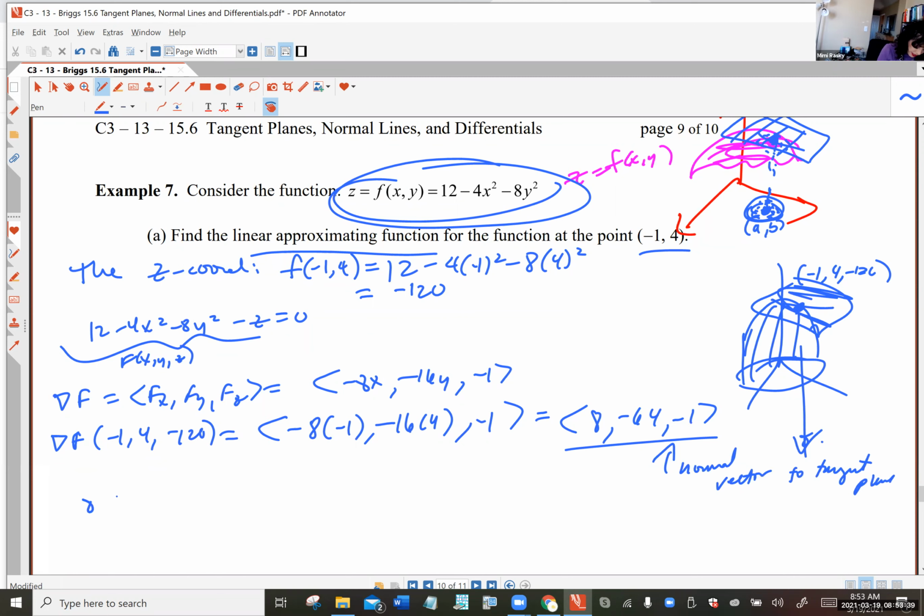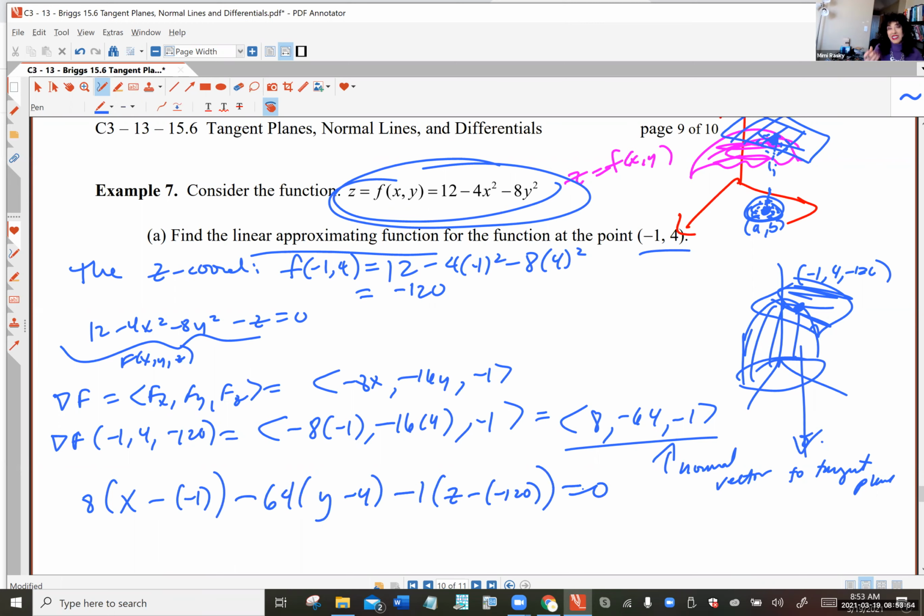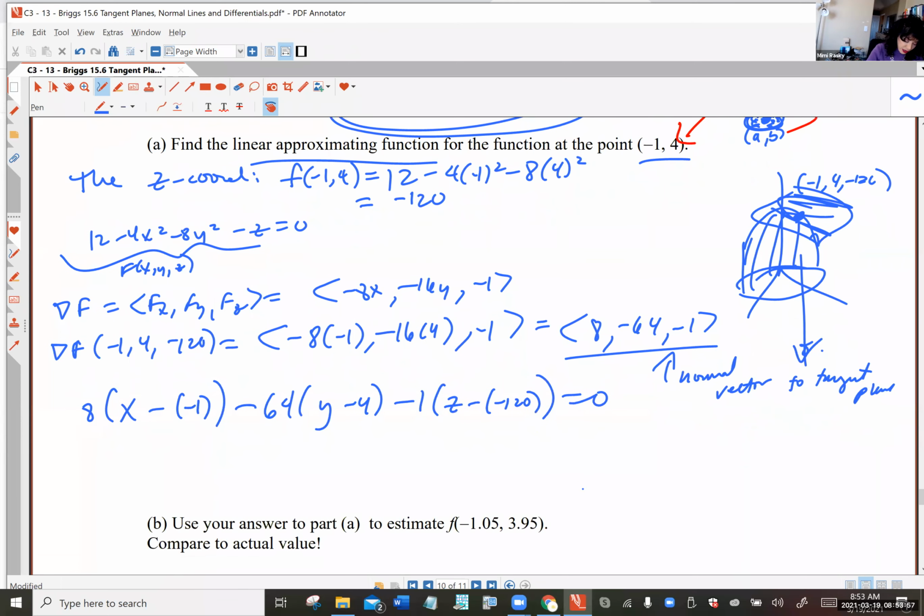So 8 times the quantity x minus the x coordinate of the point, so x minus a minus 1. And then we have the minus 64, y minus 4. Then we have the minus 1, z minus a negative 120 equals 0. That's standard form. That's the standard form for our tangent plane.